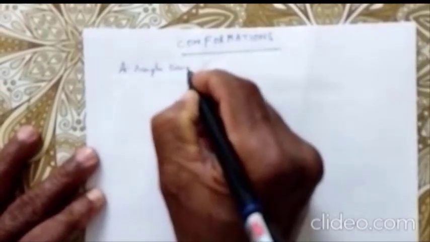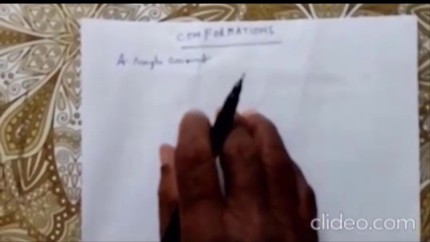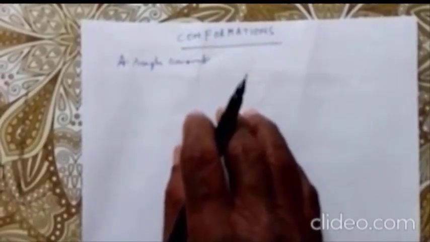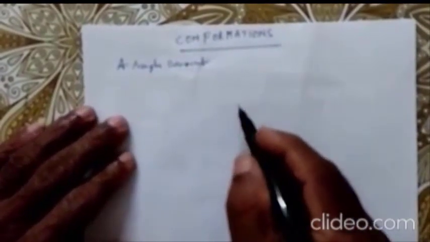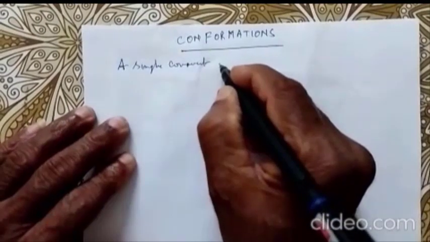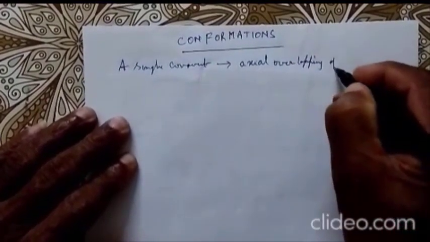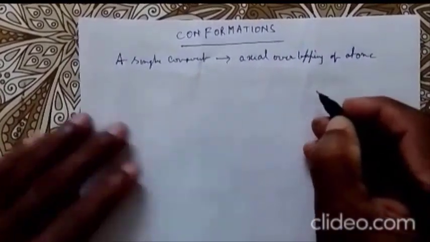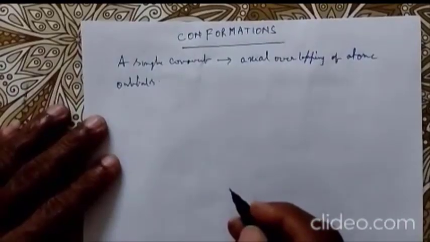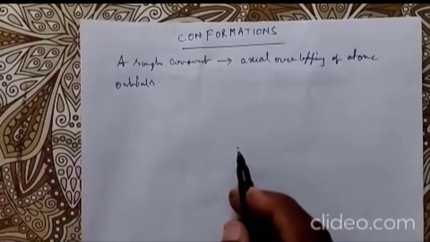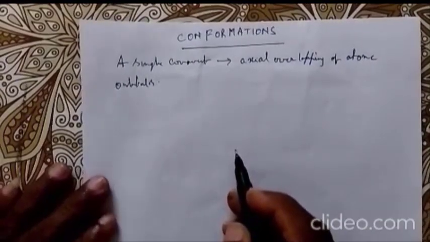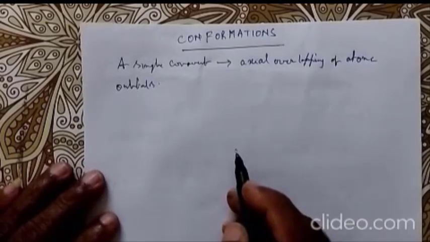Let us learn about conformations. A single covalent bond is formed between two atoms by axial overlapping of atomic orbitals. These atomic orbitals are half filled orbitals. So a single covalent bond is formed by axial overlapping. Axial overlapping means direct overlapping of half filled atomic orbitals.